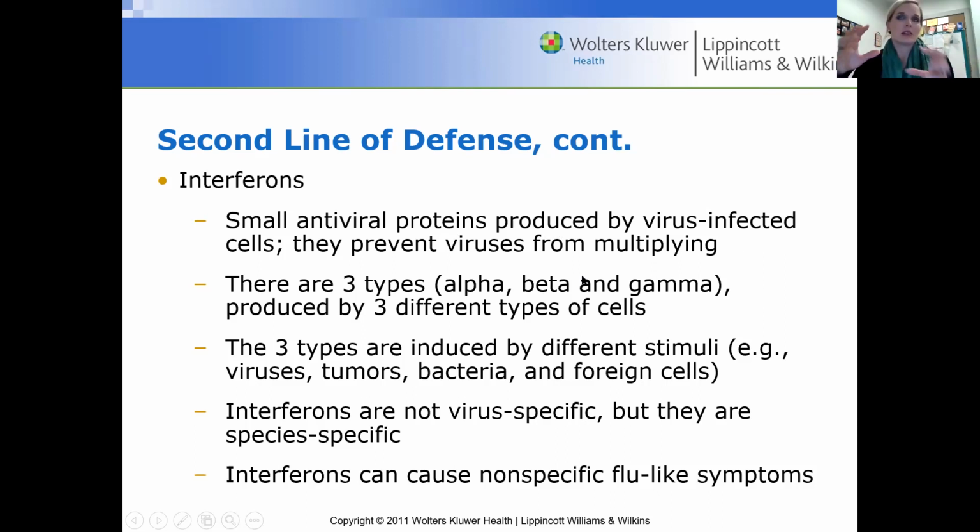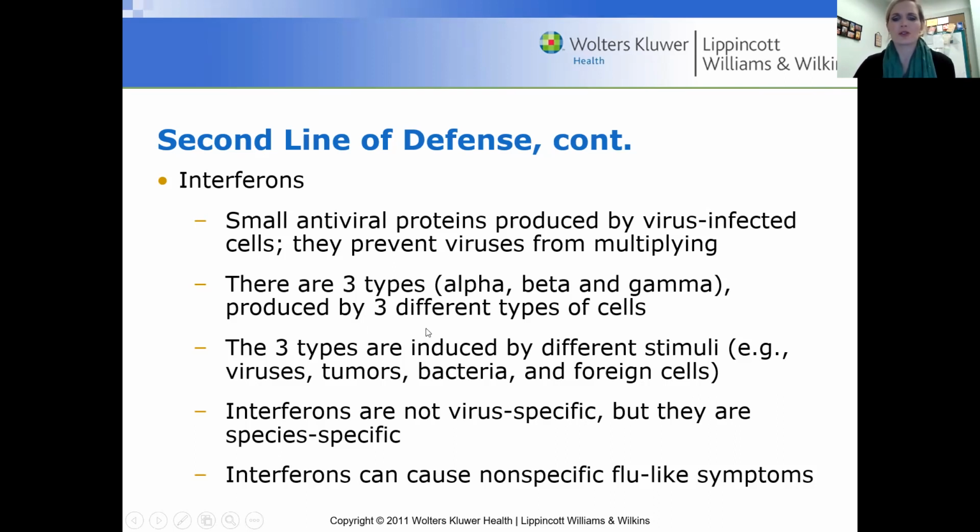Remember, viruses infect a host cell and then use that host cell against itself. But that host cell can actually recognize that it's been infected by a virus, and it creates these proteins called interferons. Their job is to prevent that virus from spreading even more. The cell knows it's been infected, but it's trying to protect other host cells from being infected. So it tries to stop that multiplication. So that's what an interferon is: an antiviral protein created by virus-infected cells to keep the viruses from multiplying.